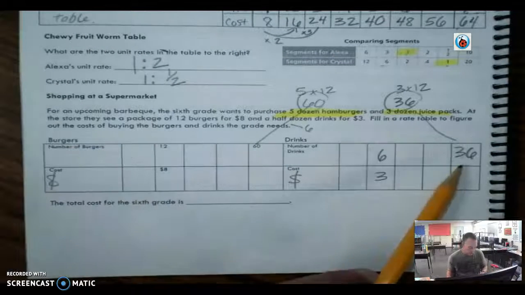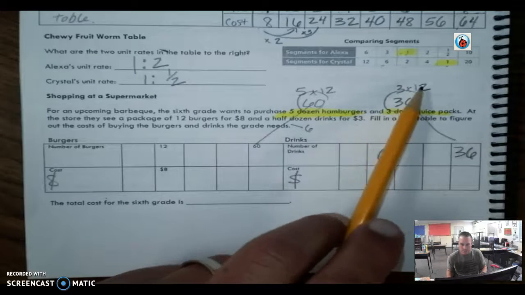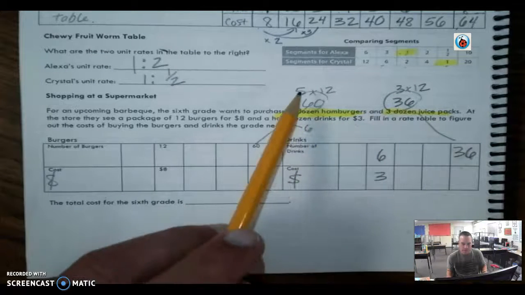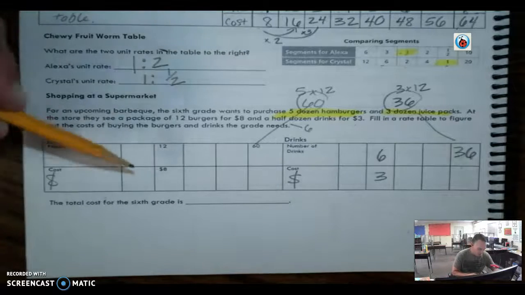Okay, a little bit of a mistake. They're not 60 because I just realized it was 3 dozen juice packs, and a dozen is 12, so 3 times 12 is 36. That's why that goes there. And 5 times 12 is 60, and that's why it goes there. So let's start with the burgers.